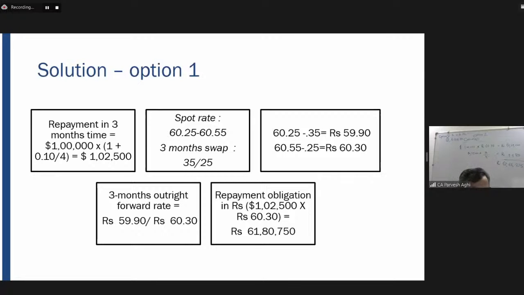So the total outflow in option number 1 is 61,80,750. Basically, here he is making a payment in 3 months' time along with the interest, using the forward rate.